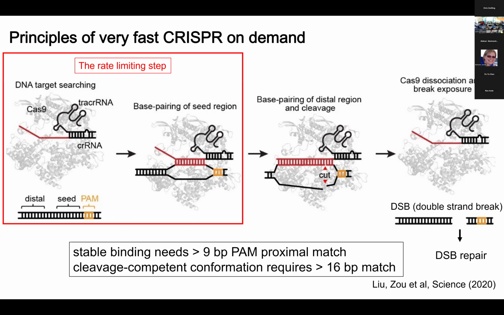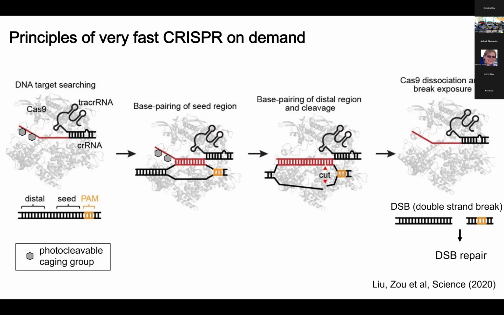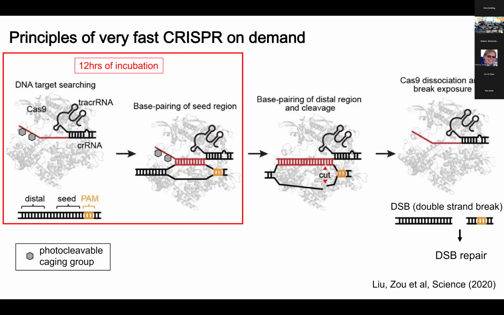So the idea Yang had was, what if we introduce a photocleavable caging group at the second half of a guide RNA, which will block the Cas9 cutting, but it won't affect the Cas9 binding. So we can incubate this complex with the cell for a sufficient amount of time, for example, 12 hours. After this, most of the target sites will be bound by this complex.